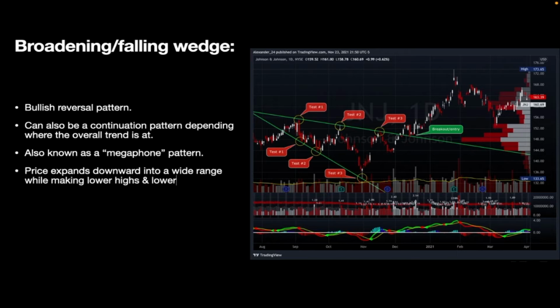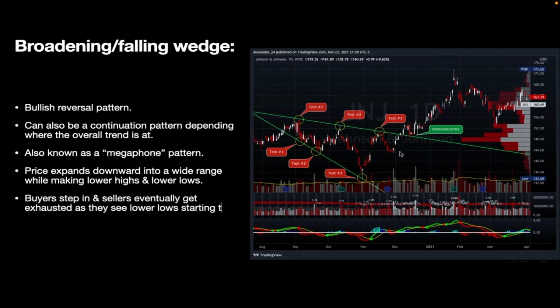So basically, a broadening falling wedge, you have price expanding downward into a wide range while making lower highs and lower lows. So you saw in our regular falling wedge, price consolidates into a tight price range. Well, this is going wide. So you still have your 3 tests on each line, right? You got test 1, test 2, test 3, test 1, test 2, test 3 on each side. Buyers step in and sellers eventually get exhausted as they see lower lows starting to flatten out, create a bottom. So similar to what you saw on the falling wedge minus the consolidation.